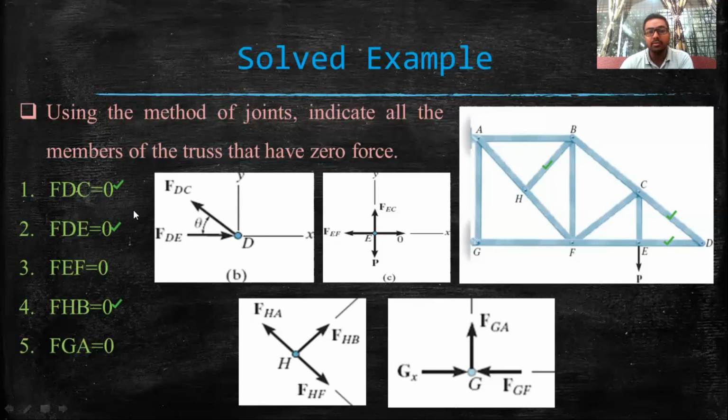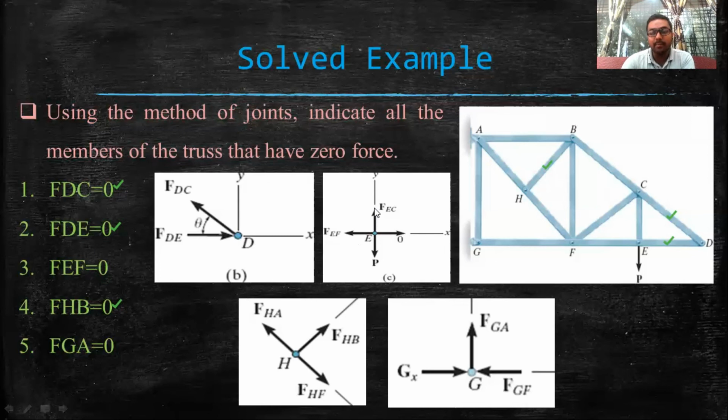Now, if we look at joint E, then what will happen? Look at this joint and draw the free body diagram of it. So this is the free body diagram of joint E. There is the external load P acting in the vertical downward direction, that is the negative y-axis. There is one horizontal force acting in the x direction, and we have computed that this member force is a zero force member, so we have shown it as zero. There is one member force EF acting in the negative x direction, and there is one vertical member force FCE acting in the vertical direction.